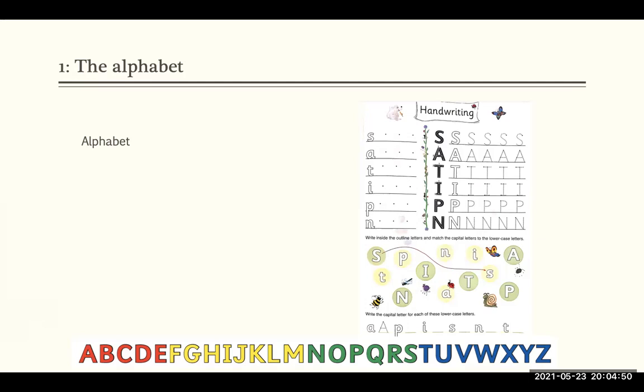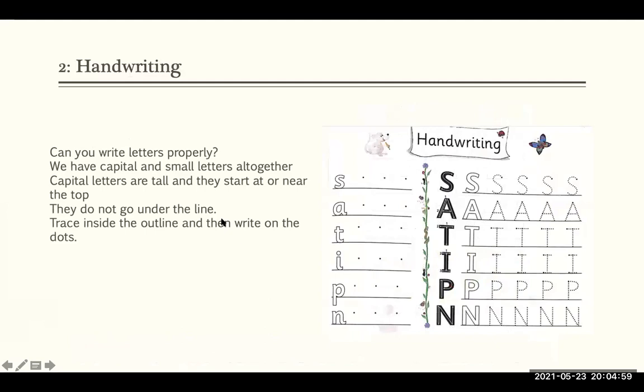Okay, now we are going to write the capital letters in this page of your pupil book 2. Can you write these letters properly? We have capital letters over here and small letters over here. Capital letters are tall and start at or near the top. They do not go under the line. Trace inside the outline and then write on the dots. And you can do the same for lowercase or small letters.